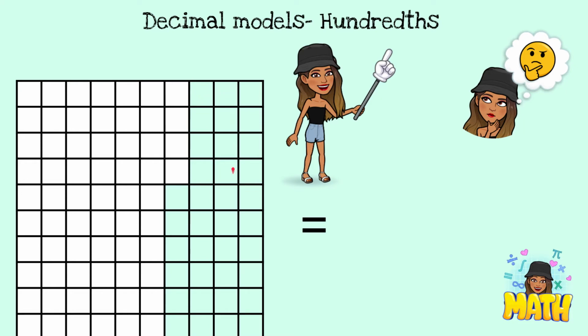There's 10 going downwards and there's 10 going this way. So 10 times 10 equals 100. So there is 100 little squares. And you can see that some of the squares are shaded white and some of them are not. And we need to figure out how much of this square is shaded white, and we're going to write it in decimal form. So one row going down is equal to 10.